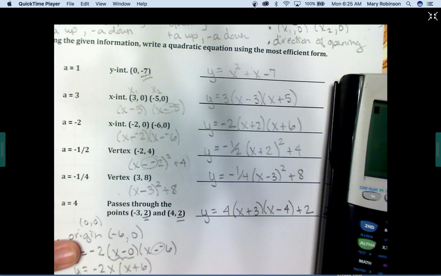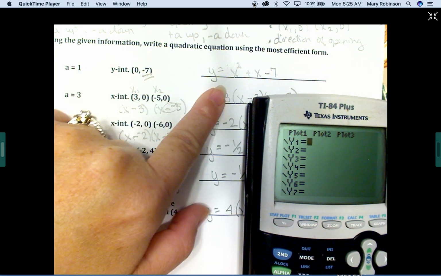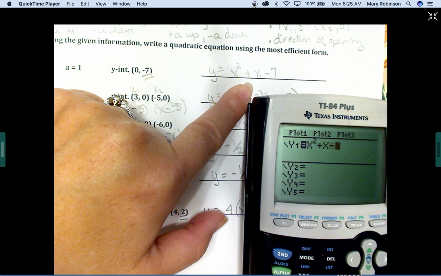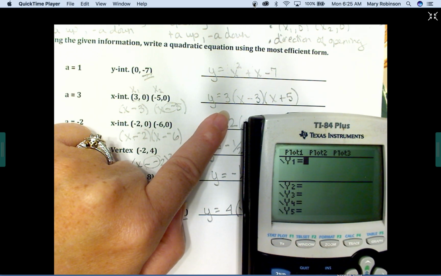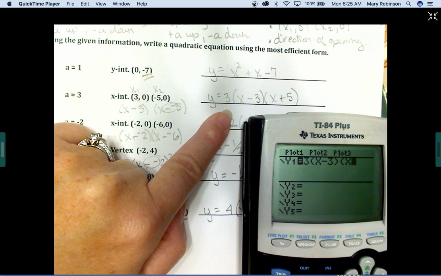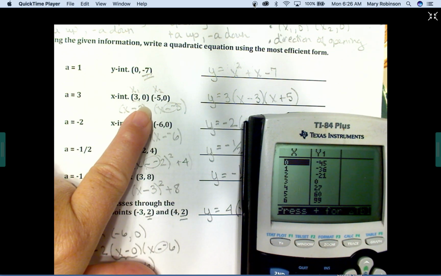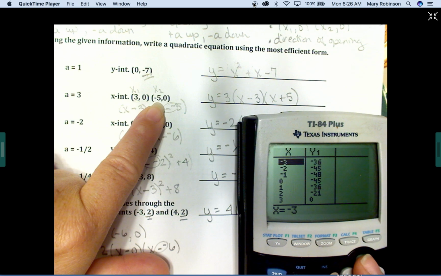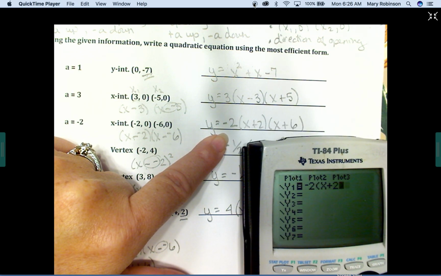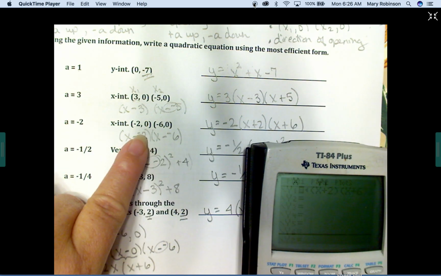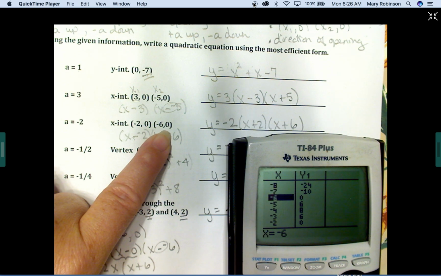So last thing I want you to do before you finish this section is type all these in and verify that they go through the given point. So for number 8, go type in x squared plus x minus 7, and it should go through the point 0, negative 7, and it does. For number 9, let's type in 3 times the quantity x subtract 3 times the quantity x plus 5. If I'm going too fast, just pause the video. Go to the table, and we should see the ordered pairs 3, 0 and negative 5, 0. Next, negative 2 times the quantity x plus 2 times the quantity x plus 6. Look at the table, and we should see the ordered pairs negative 2, 0, and negative 6, 0. So that's good.